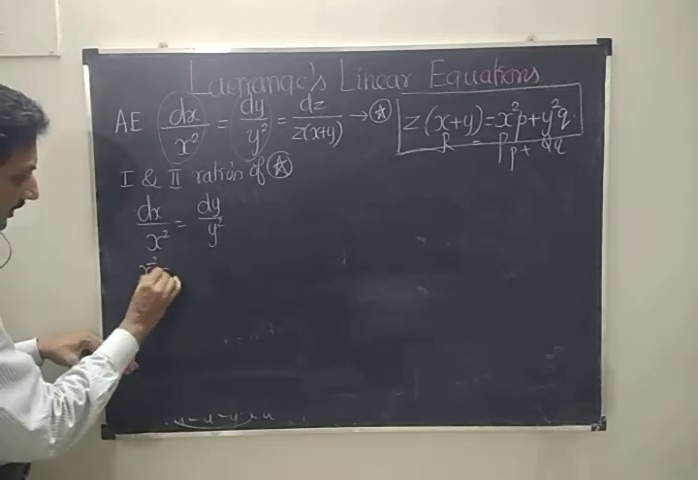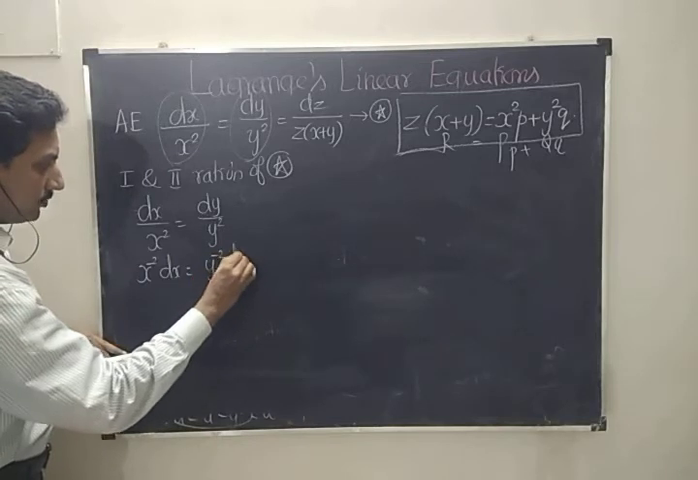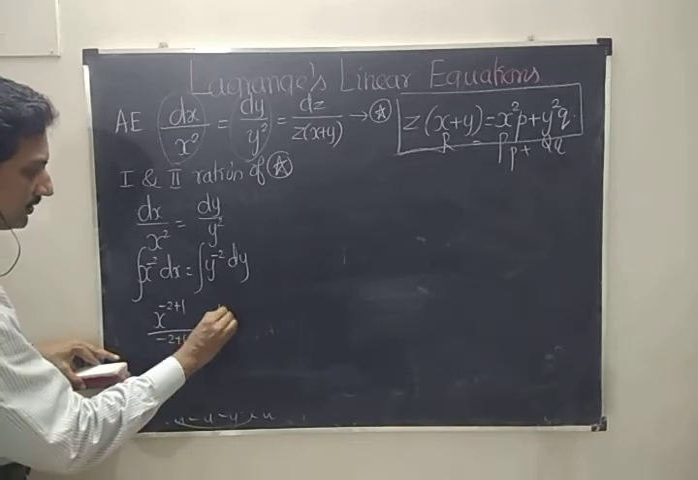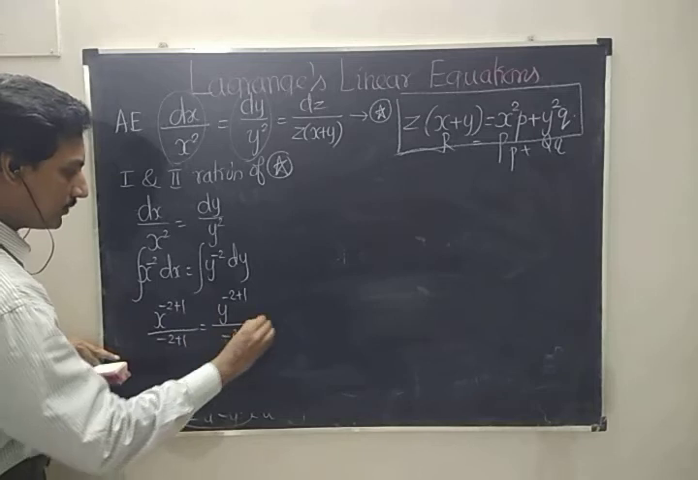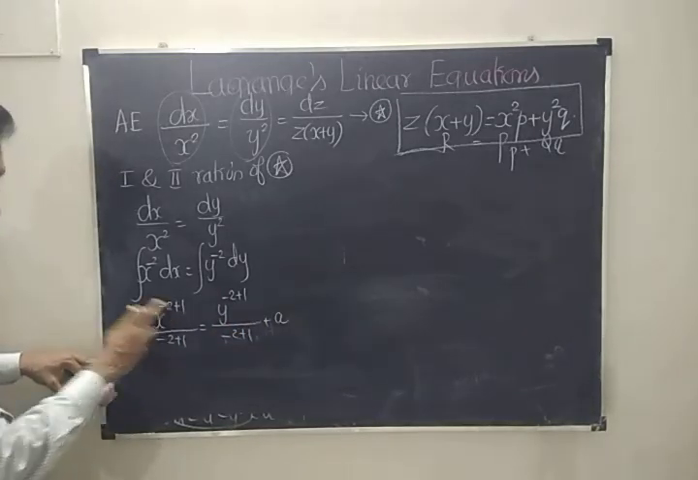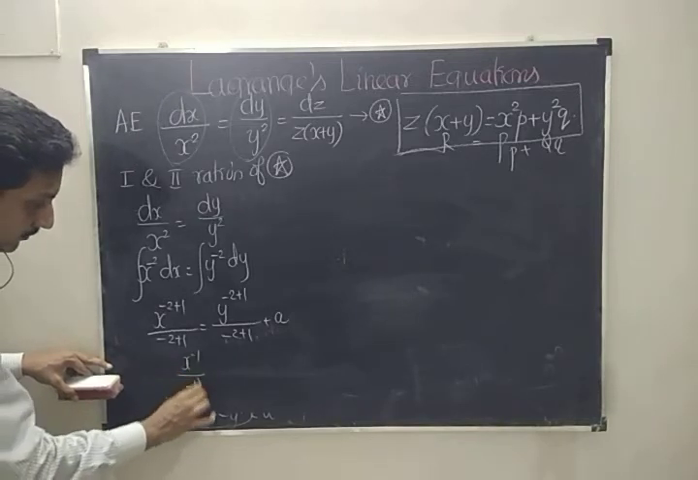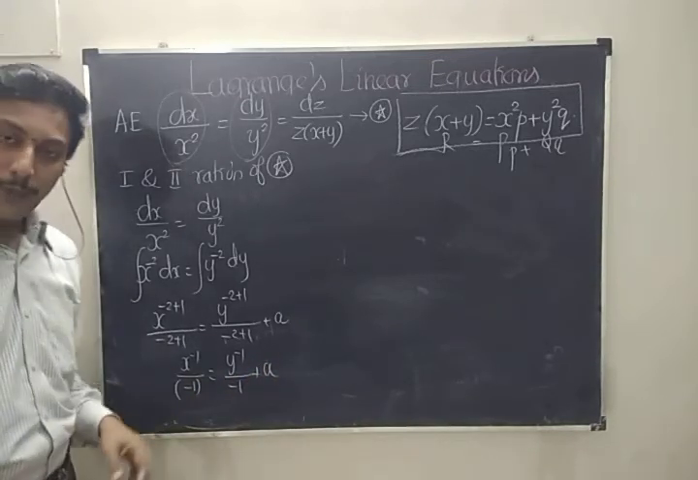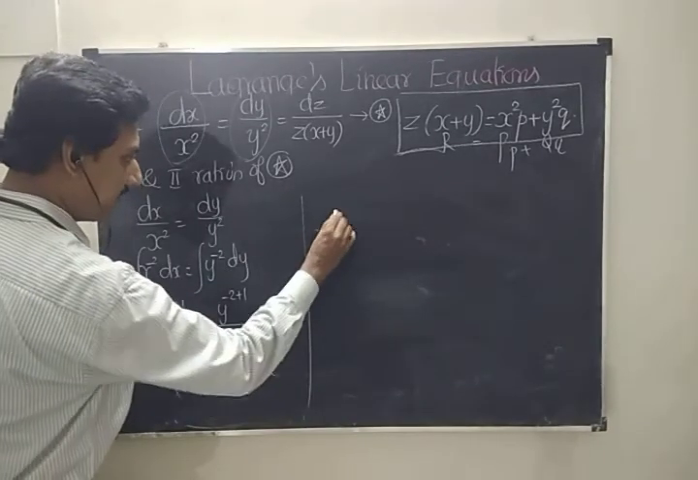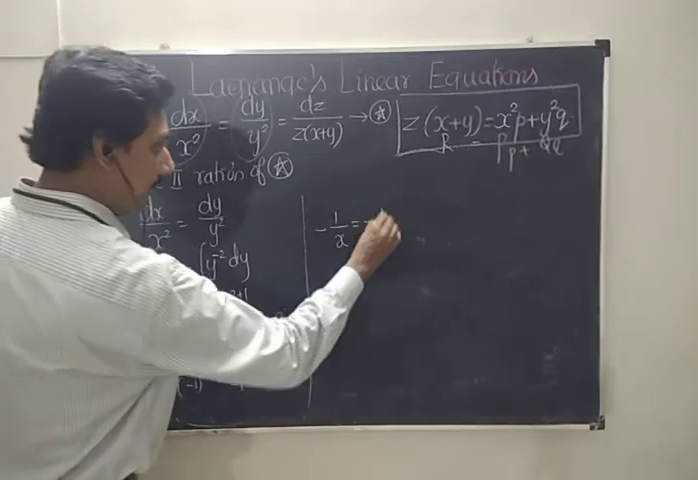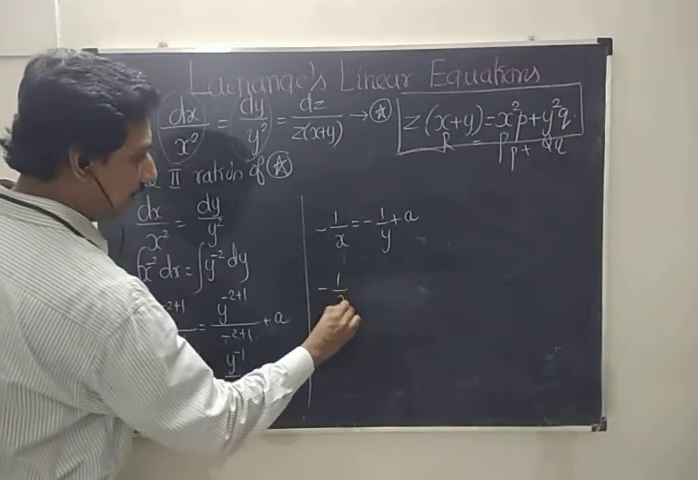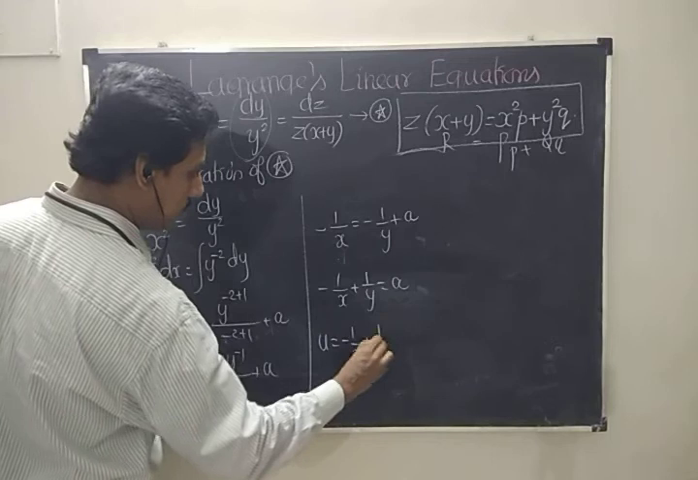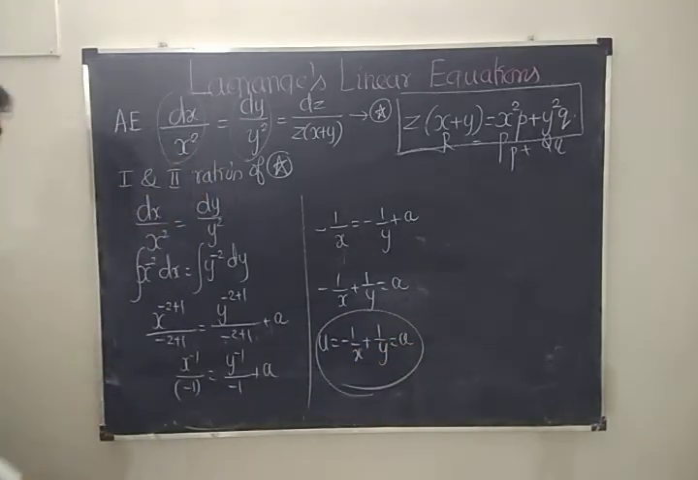So what is x power minus 2 dx? Here it is y power minus 2 dy. So when I go for the integration, this becomes x power minus 2 plus 1 by minus 2 plus 1, and on this side y power minus 2 plus 1 by minus 2 plus 1, plus some constant a. Minus 2 plus 1 is minus 1, so x power minus 1 by minus 1 is equal to y power minus 1 by minus 1 plus some constant a. What is x power minus 1? It represents 1 by x. So the left hand side, minus 1 by x, is equal to the right hand side, minus 1 by y plus some constant a. Otherwise minus 1 by x plus 1 by y is equal to a. So this is my u. So u is equal to minus 1 by x plus 1 by y, equal to a. So I got the first solution.